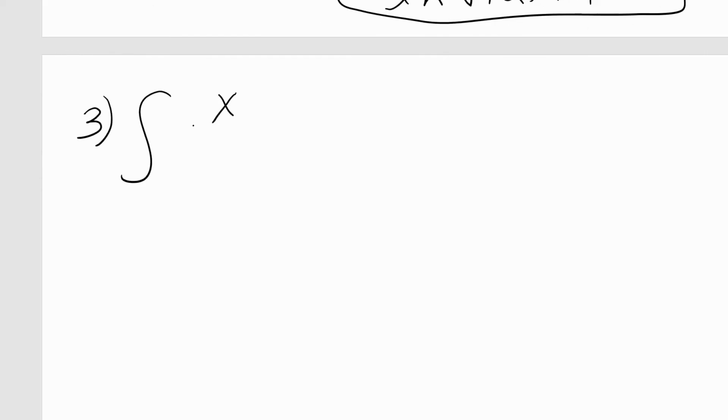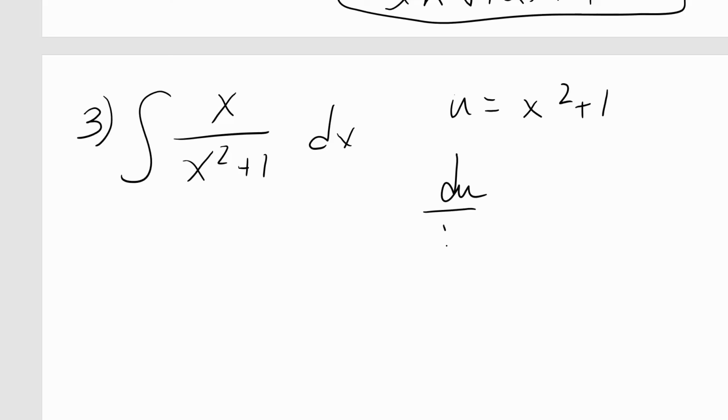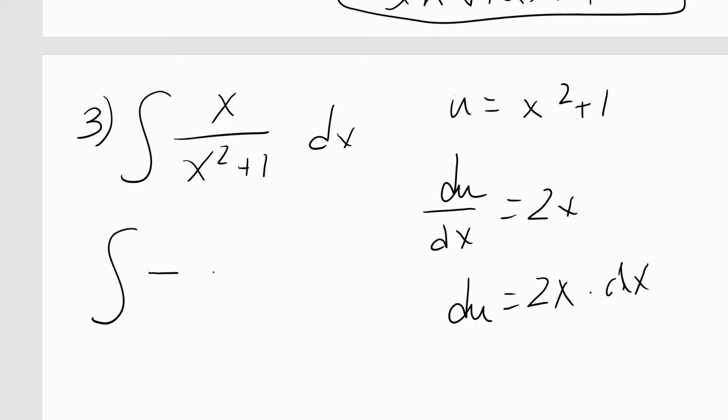The integral of x over x squared plus 1 dx. All right, because it's a fraction, I'm going to typically choose my denominator to be u, which is going to be x squared plus 1. So then du dx would be 2x. I always like to get du by itself. So 2x dx is du. So my integral becomes u in the denominator. What I have left is x dx.